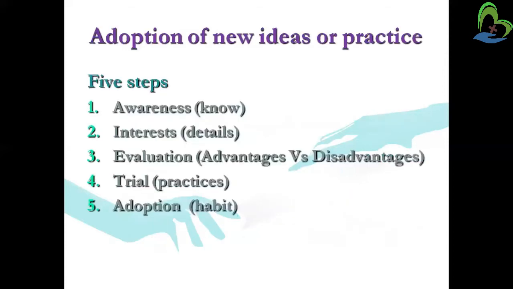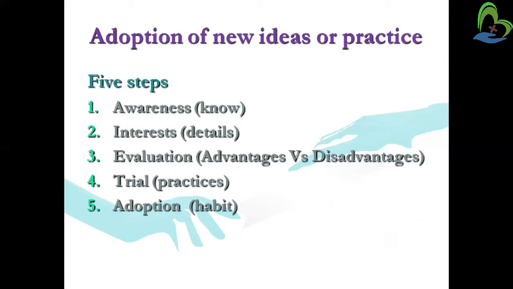Now, adoption of new ideas and practices. There are 5 steps by which we can improve health through practices. First one is awareness, that is, the acknowledgement of the community. Second one, interest. We are going to give home-to-home delivery out of our interest. We are going to provide health education at home, that is called our interest.